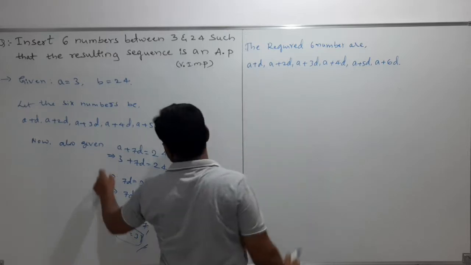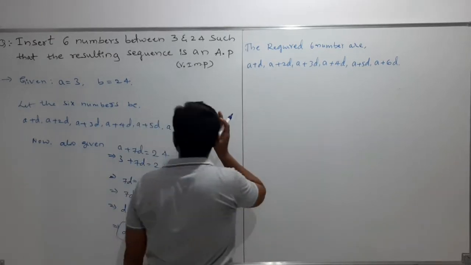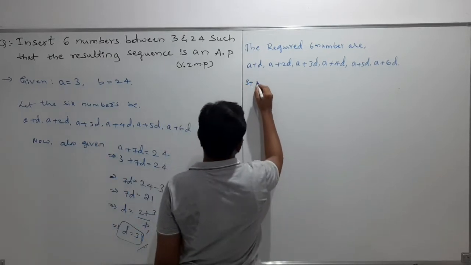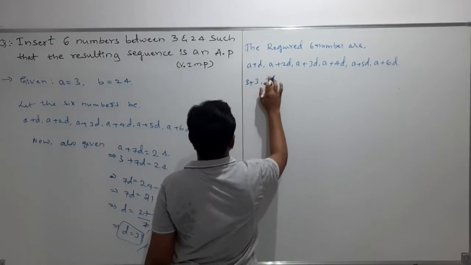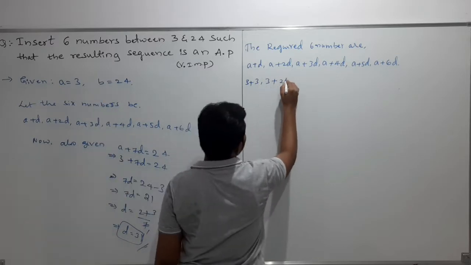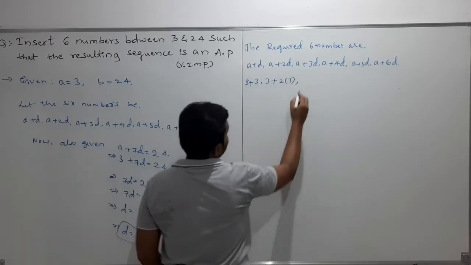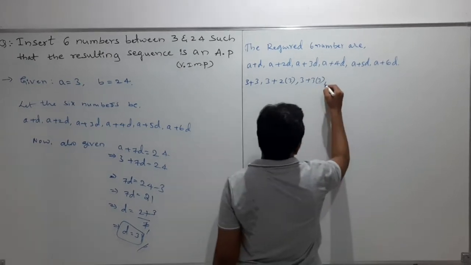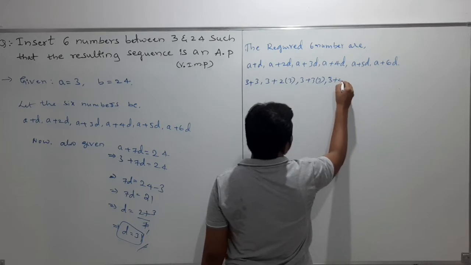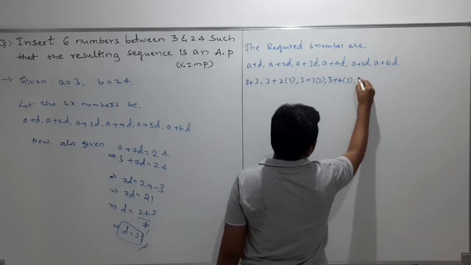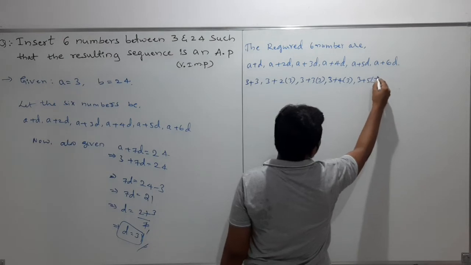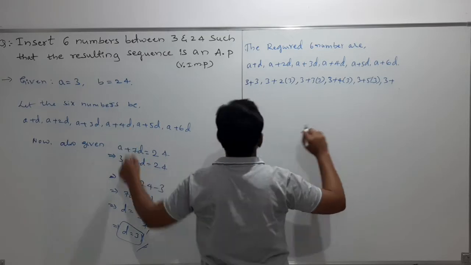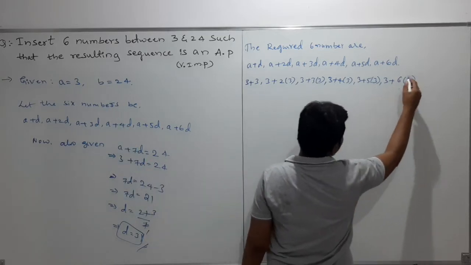Here, substitute the A and D values. What is the A value here? The A value is 3, so 3 plus D, D is 3, comma, again the A value is 3, 3 plus 2 into 3, D value, next 3 plus 3 into 3, comma, 3 plus 4 into 3, comma, 3 plus 5 into 3, comma, 3 plus 6 into 3.